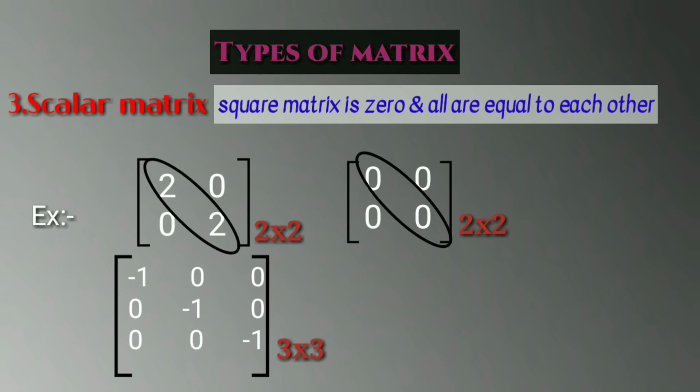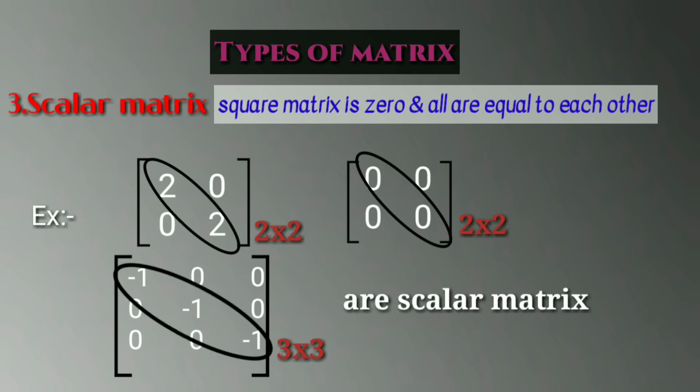So in 3 cross 3 matrix, here minus 1 minus 1 minus 1 is a diagonal, and here the square matrix. And the scalar matrix all are equal to each other. So minus 1 minus 1, all equal to each other. So this is a scalar matrix in mathematical way. So that's it.